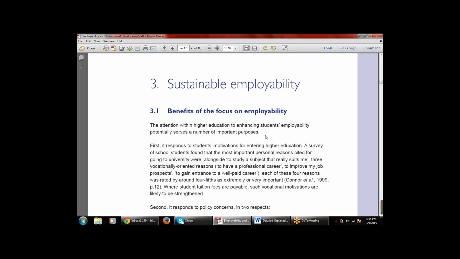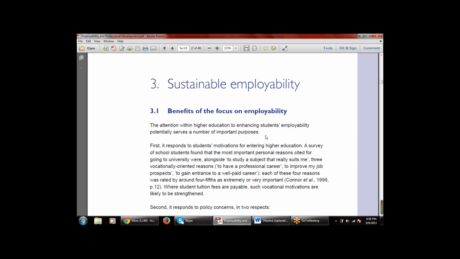First of all, it responds to student motivation for entering higher education. A survey of school students found that the most important personal reason cited for going to university was to study a subject that really suits me. That is, to study a module that really suits me. Three vocationally oriented reasons followed: to have a professional career, to improve my job prospects, or to gain entrance to a well-paid career.